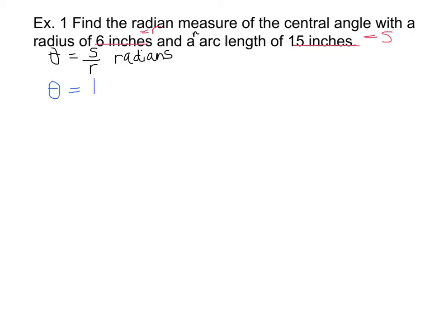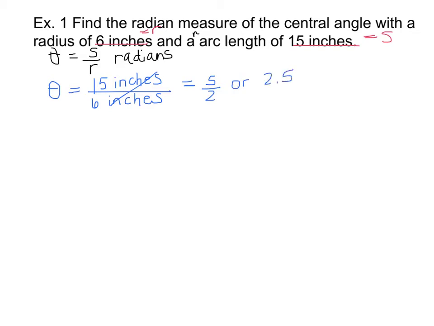So we have 15 inches divided by 6 inches. If we notice, our units cancel out. So we're left with, you can either reduce the fraction by dividing both the numerator and denominator by 3, and you can get 5/2, or you can get the decimal, which is 2.5.